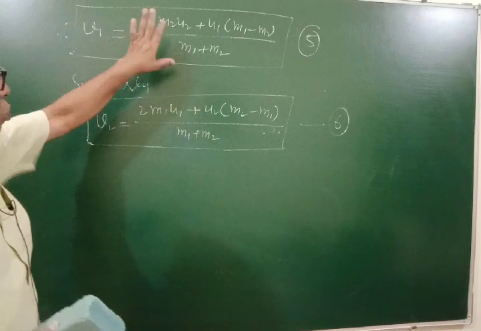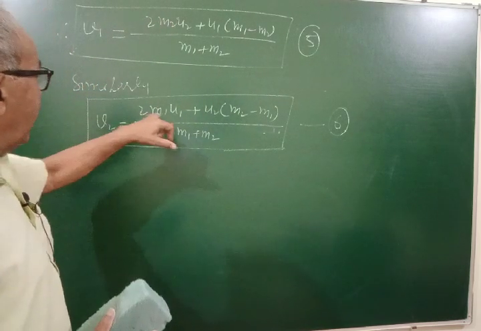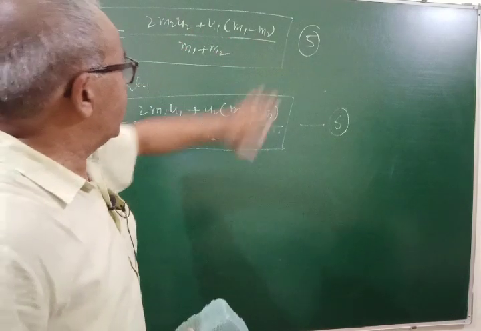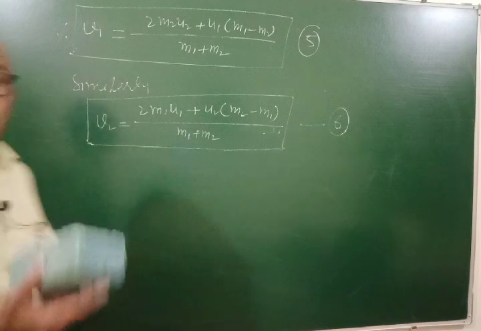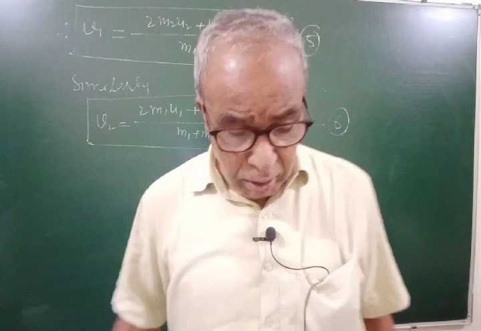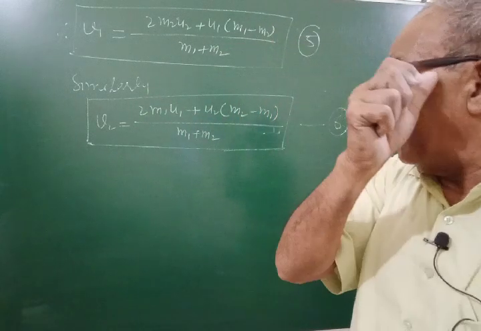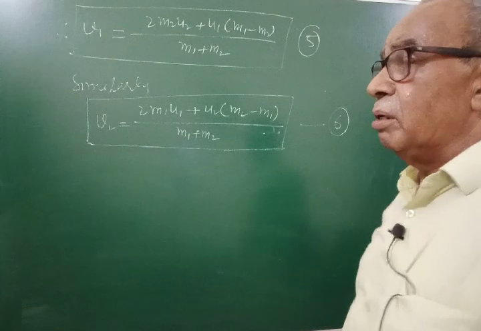V1, V2: m2 u2, m1 u1, u1 u2, (m1 minus m2), (m2 minus m1) upon (m1 plus m2). Write it 2 or 3 times, you will remember it forever. But write by your own brain. First try to derive these equations and then learn.